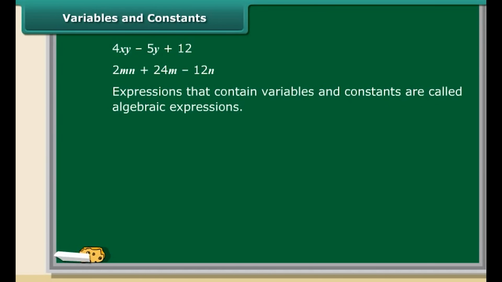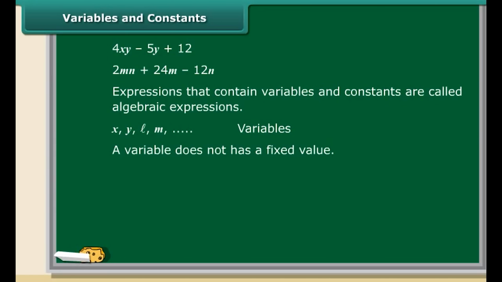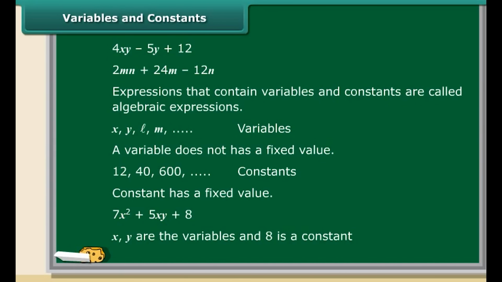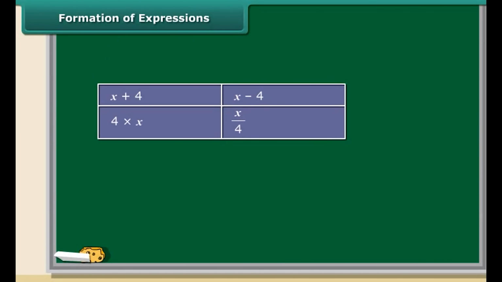The letters such as x, y, l, m, and so on are used to denote variables. So a variable can take various values and its value is not fixed. On the other hand, a value that does not change is a constant. So in an expression 7x squared plus 5xy plus 8, x and y are the variables and 8 is a constant. Algebraic expressions are formed by combining variables and constants with the help of addition, subtraction, multiplication, and division.